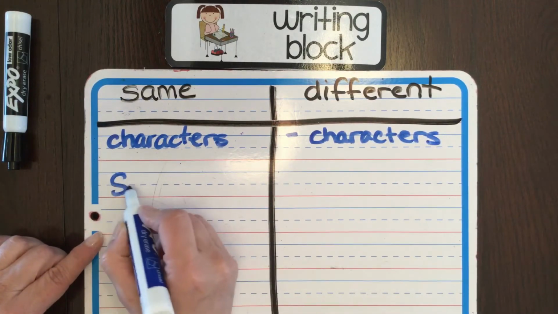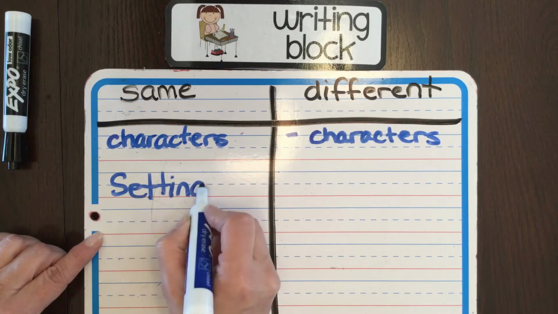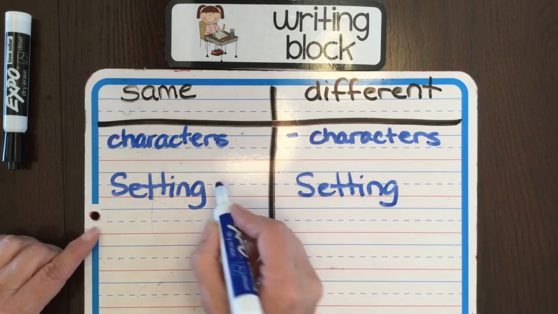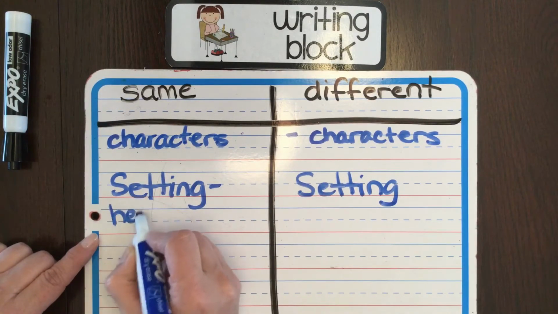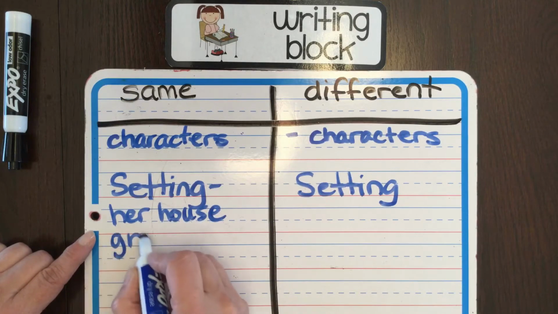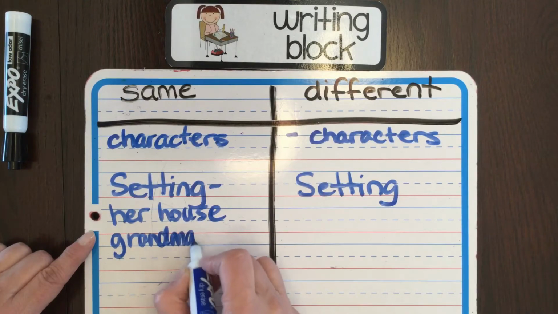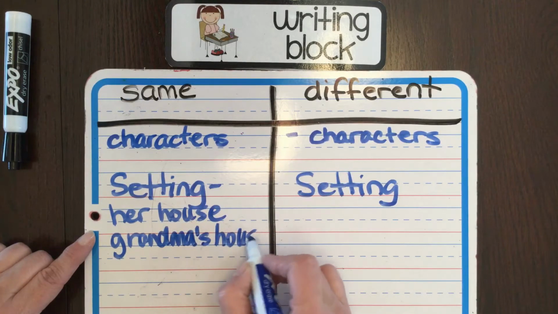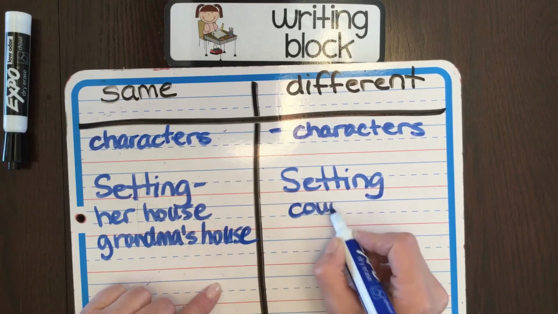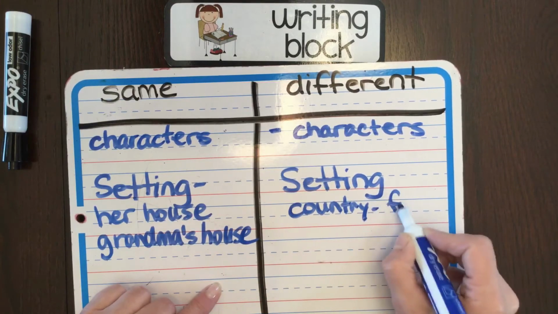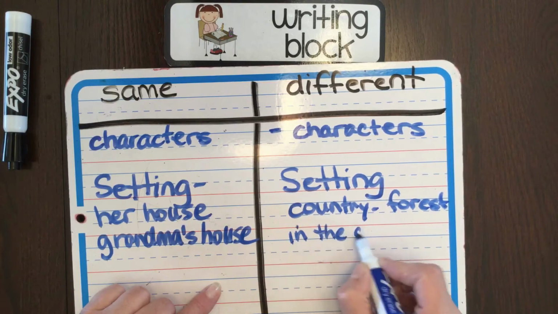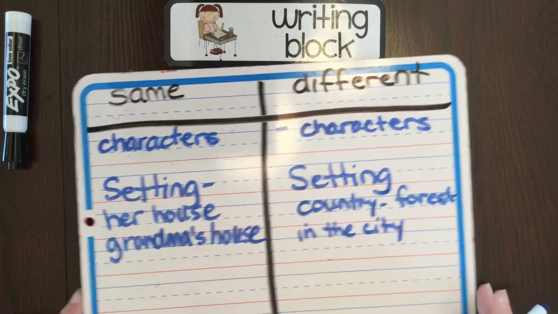There are many differences in the setting, and there are some things the same in the setting. So in the setting, Red starts at her house. That's the same. And she ends at Grandma's house. But there's a big difference in the settings. One is in the country, and they have to go through a forest. And one is in the city. And that's a big difference for us, my friends.